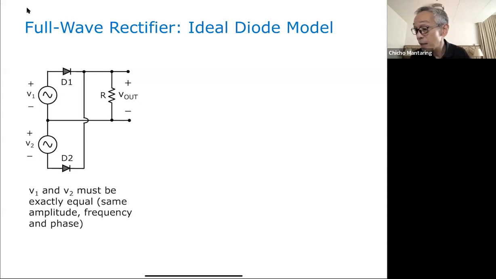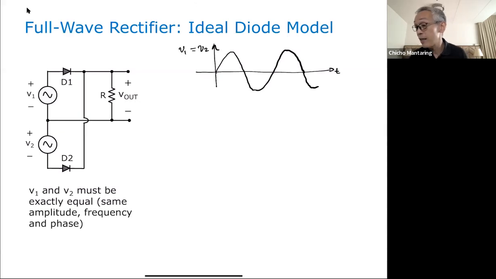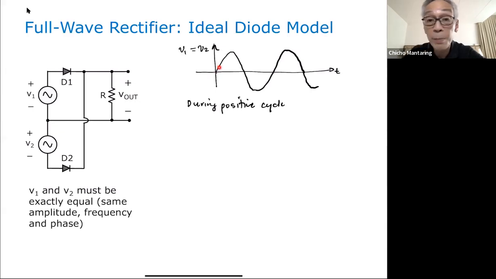Okay, what happens? So this is, let me draw V1, which is equal to V2. So, ganito yung itsura niya, no? Okay. Remember, this is against time, no? These are time-varying signals. What happens during the positive cycle? Again, we're assuming the ideal diode model, no? Okay. If you take a look, during the positive cycle, so ito yon, this part and this part during the positive cycle.